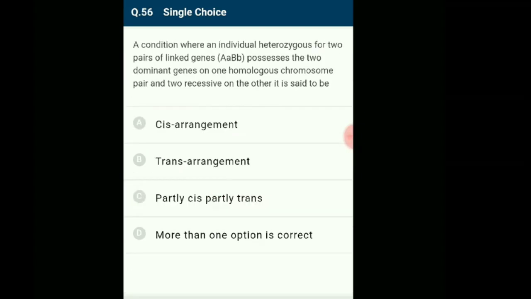Question number 56. An individual heterozygous for two pairs of linked genes, that is capital A, capital B, small b, possesses the two dominant genes on one homologous chromosome pair and two recessive on the other. It is said to be.